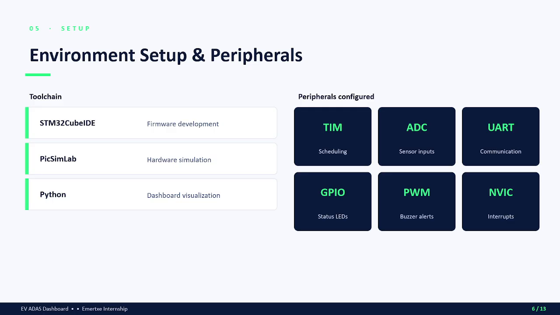I used STM32CubeIDE for firmware development and Proteus Lab for hardware simulation. The peripherals configured include TIM1 for the EV update every 10 milliseconds, TIM3 for sensor update every 100 milliseconds, TIM2 for ultrasonic timing in microseconds, TIM4 for buzzer PWM generation, ADC for reading accelerator, brake, and temperature, UART1 for communication with Python, and GPIO pins for LEDs indicating collision, blind spot, and fault conditions.